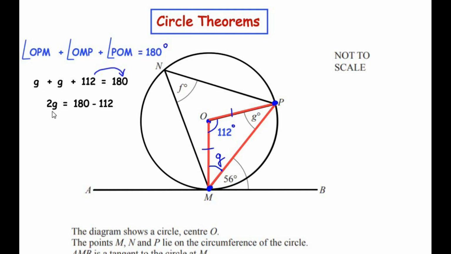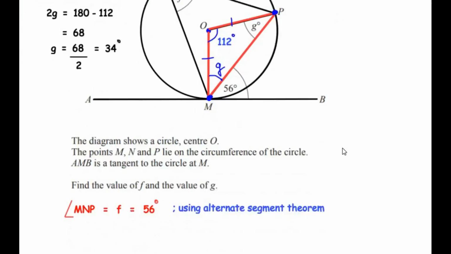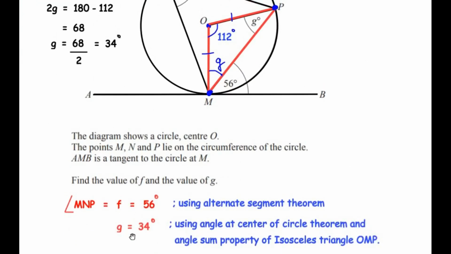Now taking 112 on the other side of the equal to sign and adding the like terms, G plus G gives us 2G. This will be equal to 180 minus 112, which gives us 68 degrees. Now taking 2 on the other side of the equal to sign, we get G equal to 68 divided by 2, which simplifies as 34 degrees. So here the angle G is 34. So let us write here now. So here we have written G is equal to 34 degrees. That is, first by using the angle at the center of circle theorem, and then by using the angle sum property of isosceles triangle OMP.